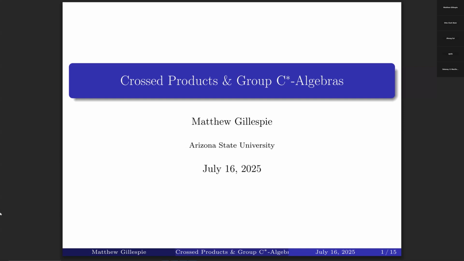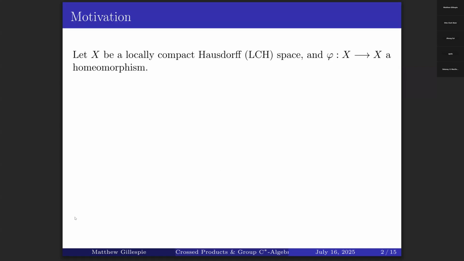To motivate what's going on, let's look at a basic example, a classical problem in dynamical systems. And of course, feel free to stop me if you have any questions about notation or what any of these objects are. For our motivation, I'm going to let X be a locally compact Hausdorff space, and let phi be a homeomorphism of X.